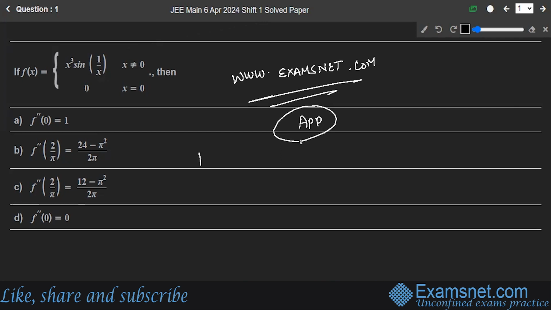So students, today I'll be solving the JEE Main 6 April 2024 Shift 1 paper. I'll be solving the mathematical part in this particular video. So let's start with it. Here we go. Best of luck.